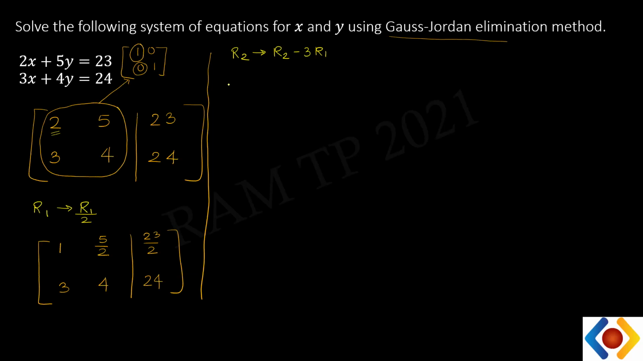And let's do this calculation step by step just to avoid mistakes. So 3 will become 3 minus 3 times the corresponding row 1 element, which is 1. So this is 3 minus 3. That's equal to 0.